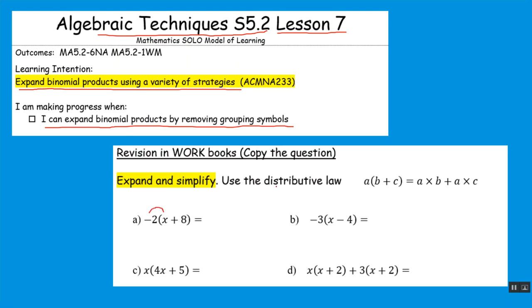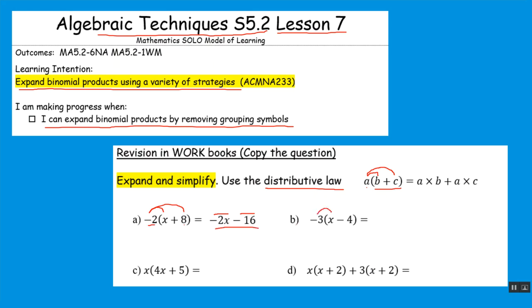So the distributive law: A times B and A times C. Each of the numbers inside the brackets gets multiplied by the number outside. So minus 2x and minus 2 times positive 8 gives us minus 2x minus 16. So 8 times minus 2 is minus 16.